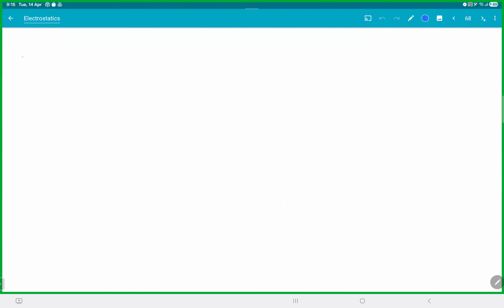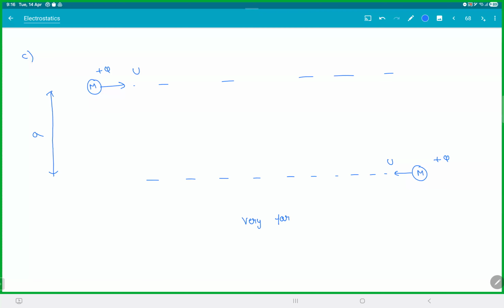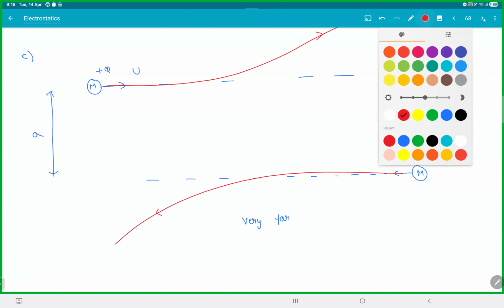Let's see one more variation of this. What if we have this m plus q projected with speed u? We have another m plus q projected with speed u. The distance between them is a, and they're very far. What will happen as they get closer and closer? They start repelling. So this will go off like this, and this will go off like this. Find the minimum distance between them.